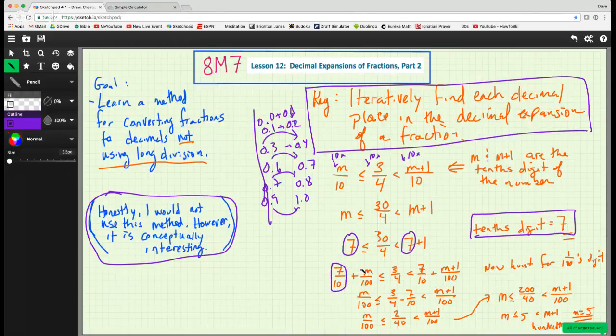And now we're going to look for the hundredths digit. So we're going to say, well, what's the hundredths digit that's just smaller than 3/4 or equal to it? And then 3/4 is also less than 7/10 plus some other hundredths digit that's one greater than the hundredths digit that we're looking for. So it's between like 0.71 and 0.72, or between 0.72 and 0.73. So we're hunting for this digit, and this is our new m.